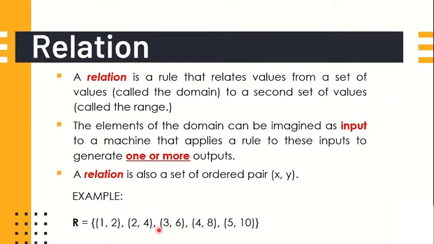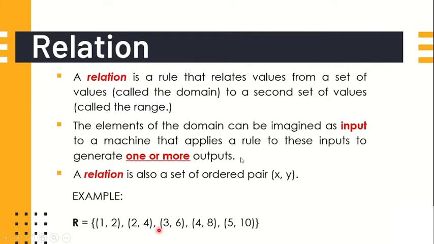Okay, so next, a relation is a rule that relates values from a set of values called the domain to a second set of values called the range. The elements of the domain can be imagined as inputs to a machine that applies a rule to these inputs to generate one or more outputs.